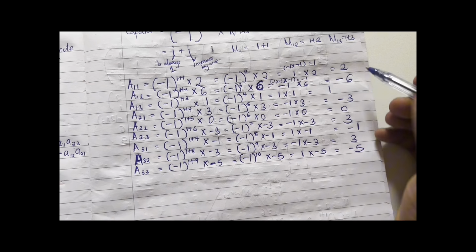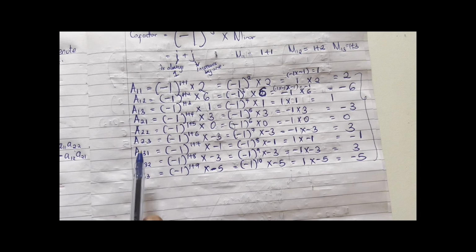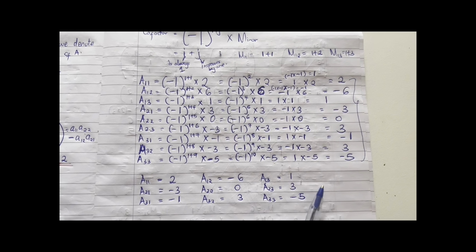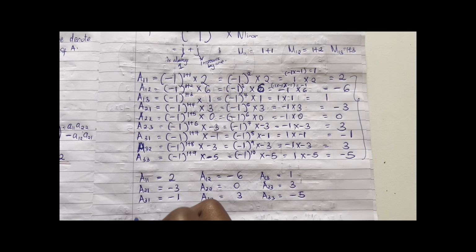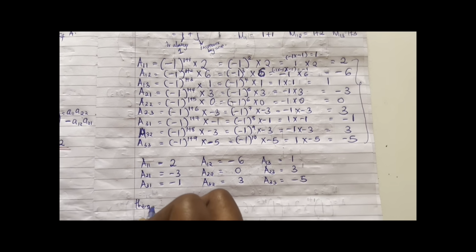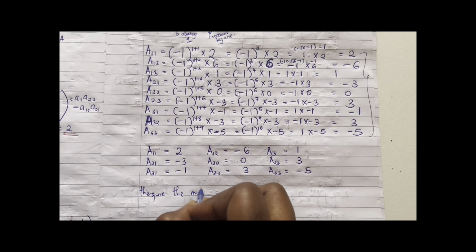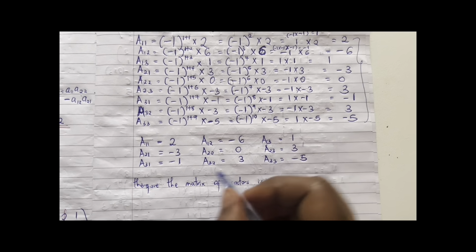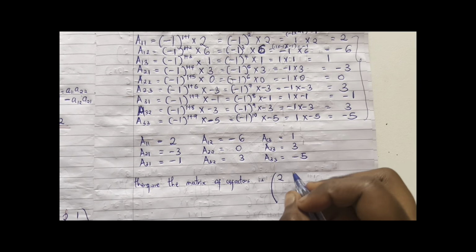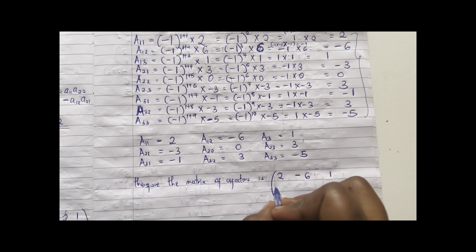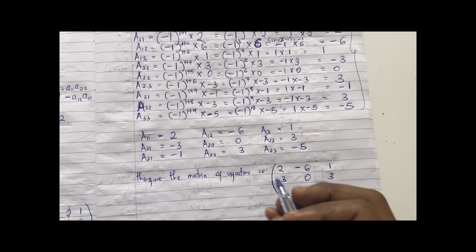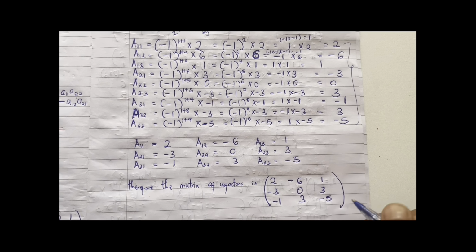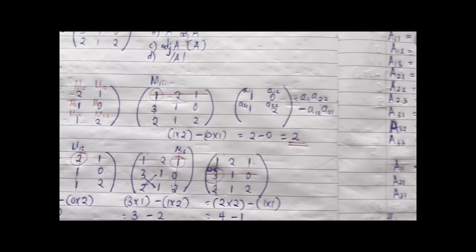So from the minors, we go to find the cofactors, and here are the values of the cofactors. The symbol for cofactors is A, A11 up to A33, and I have written them beside their values like this. From here we can create their matrix, how they're supposed to be in matrix form. So the matrix of the cofactors is this. That is the matrix of the cofactors, but that wasn't our question.